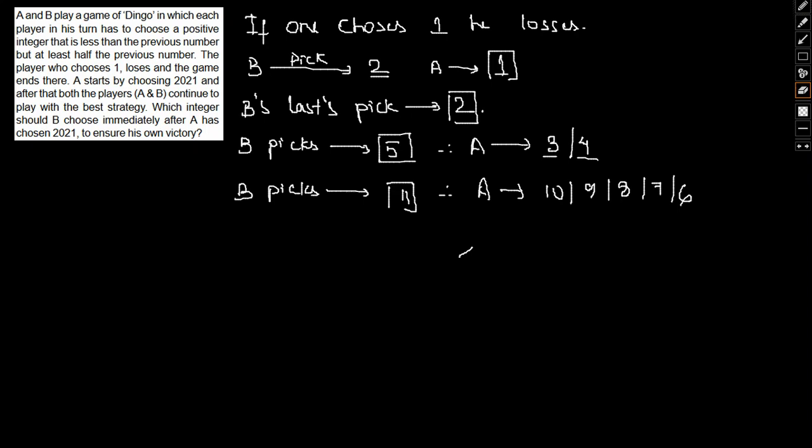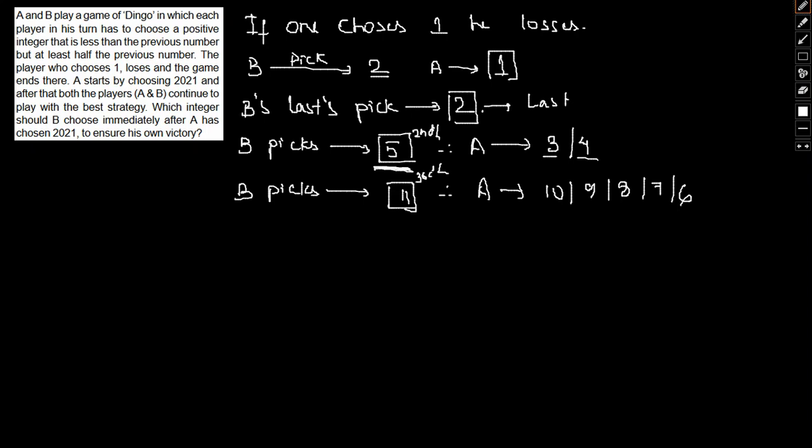Okay, whether A picks up 10 or 9 or 8 or 7 or 6, B can then subsequently pick up 5, and this cycle continues. So this will be B's last pick, this is the second last, and this is the third last. So the third last pick will be 11.